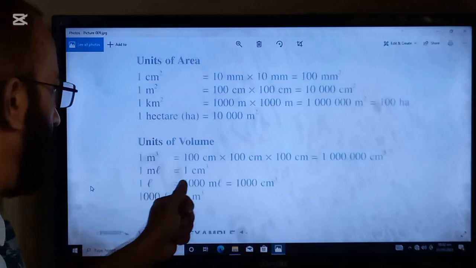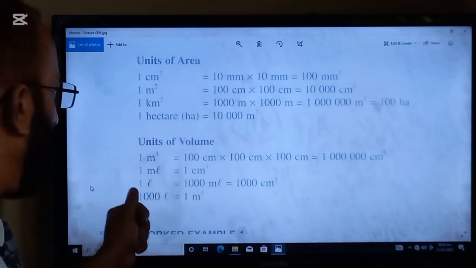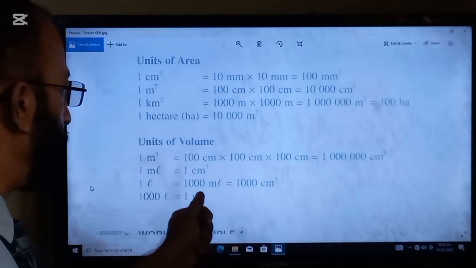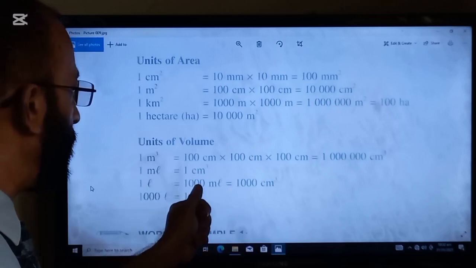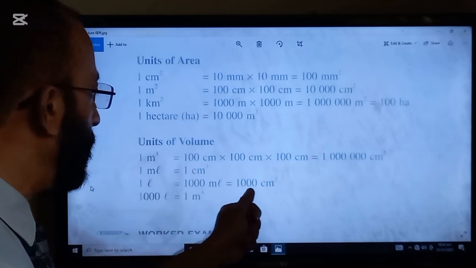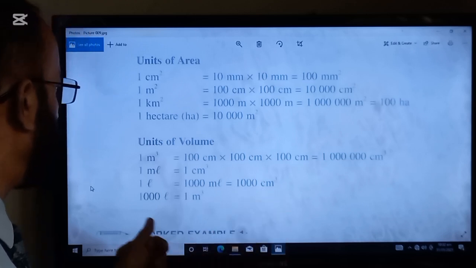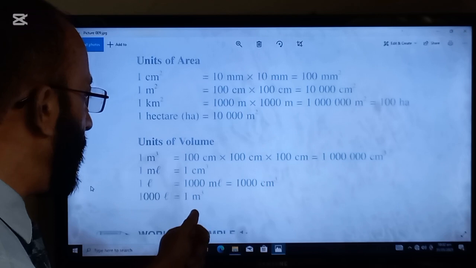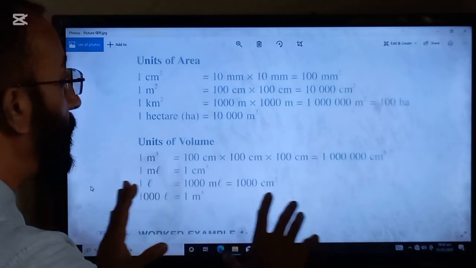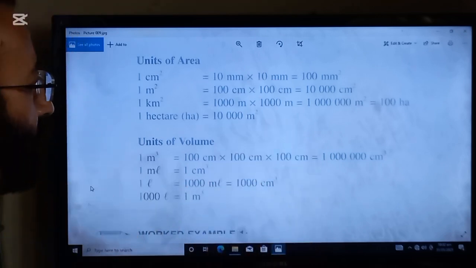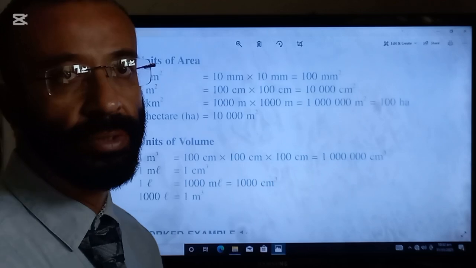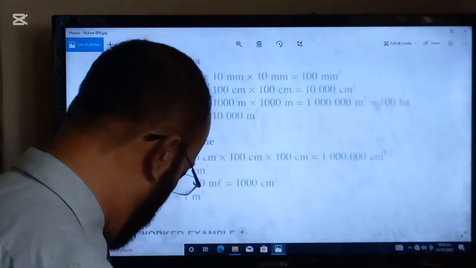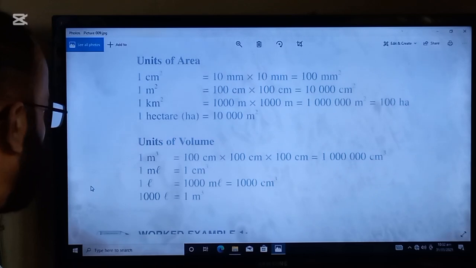1 milliliter is equal to 1 centimeter cube, and 1 liter is equal to 1000 milliliter. And because 1 milliliter is equal to 1 centimeter cube, this will be equal to 1000 centimeter cube as well. And 1000 liter is equal to 1 meter cube. So these are some very important concepts which you have to remember to solve the questions of unit conversions. So now we are going to solve a question.